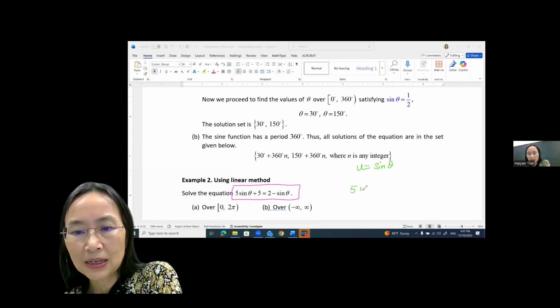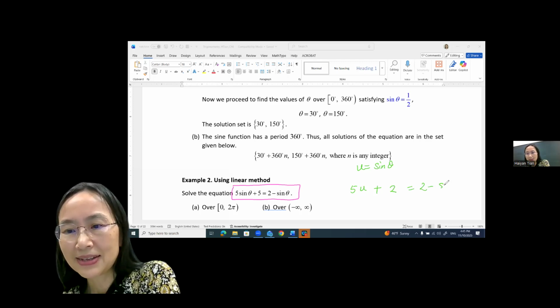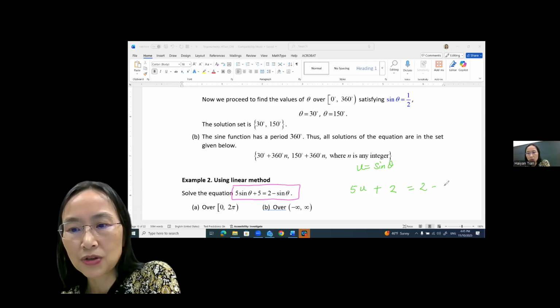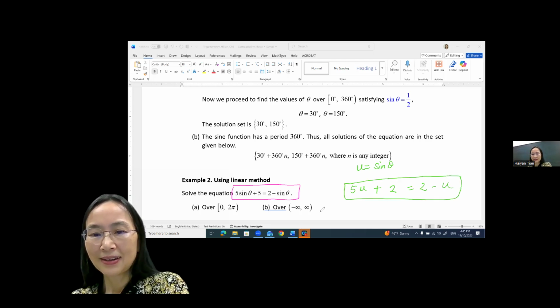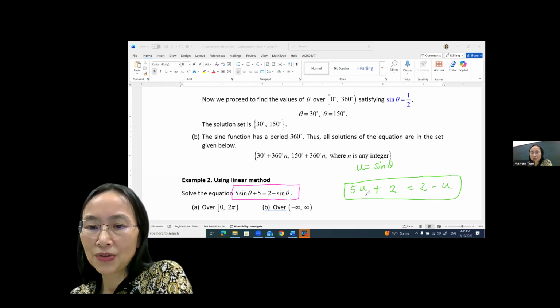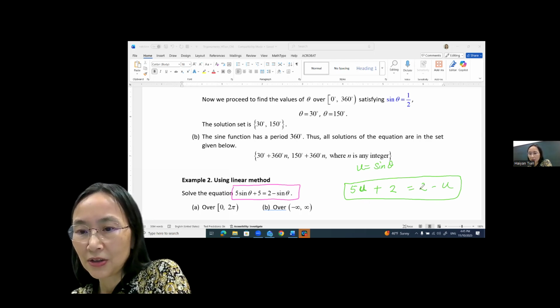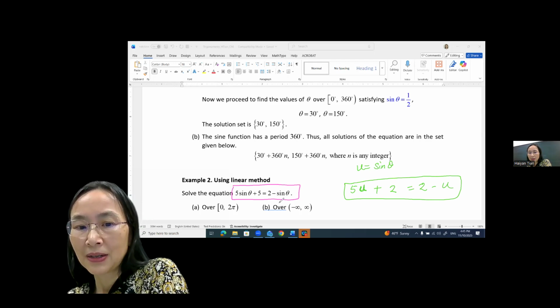So let's look at just a change of variable, just a change of the name of sine theta. Now we don't have to write the whole sine theta. We just put a u here, 2 minus u. Does that look easier? That looks easier because u is simply something you try to decide, right? It is a linear equation. So we know how to solve this linear equation: 5u plus 5 equals 2 minus u.